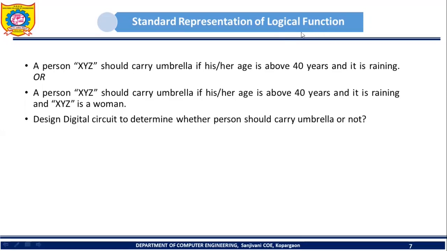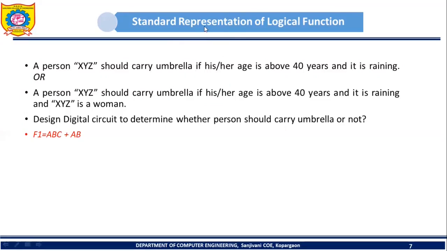you have to write a logical function for that particular problem statement. We have already written a logical function for this problem statement, and it was like this: F1 is equal to ABC plus AB, where A can be an expression like age is above 40 years, B can be an expression like it is raining, and C is an expression like XYZ is a woman. In this way, you should be able to write a logical expression, a logical function, for a given problem statement.